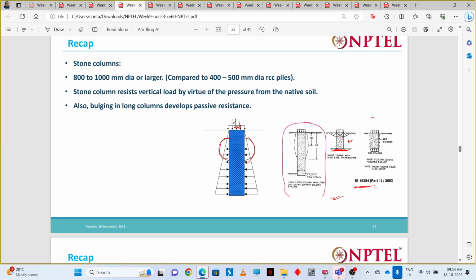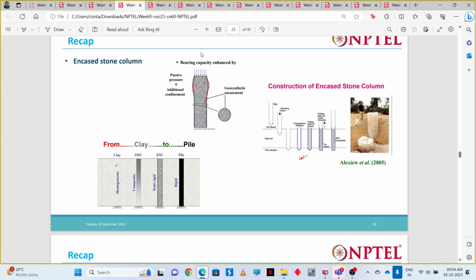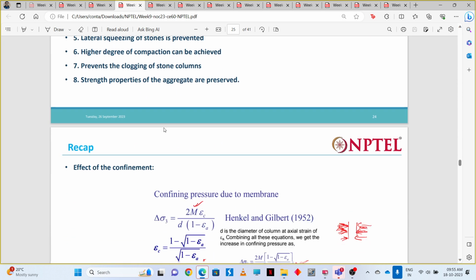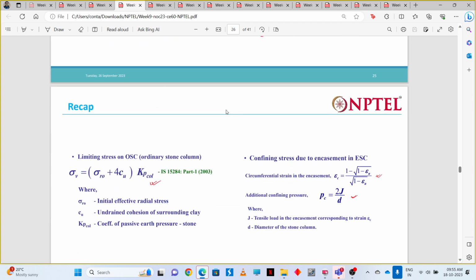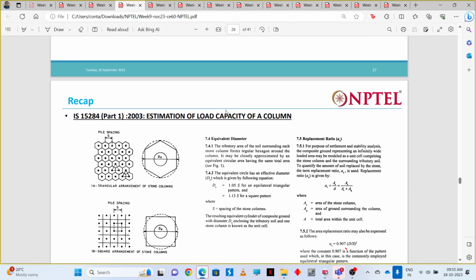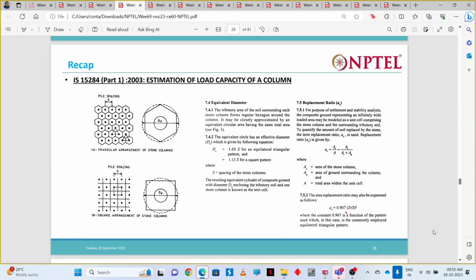These are the various modes of failure that we also discussed. One more thing is the encased stone column, where we encase the stone column with some geosynthetic material. The advantages we discussed, and the effect of confinement. How to estimate the load carrying capacity of a stone column is given by IS 15284. This we discussed in detail, and we also solved some problems.